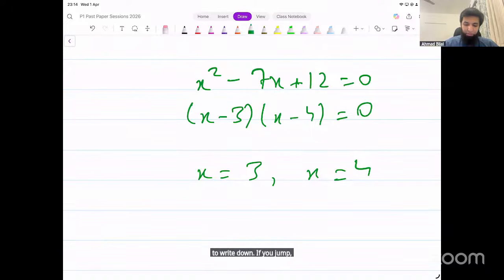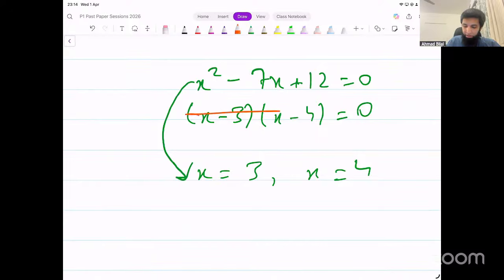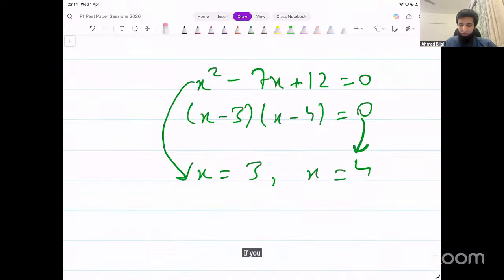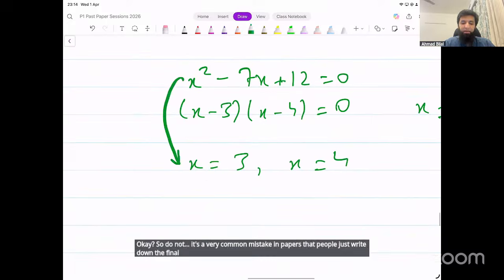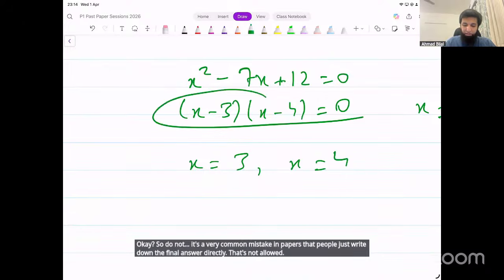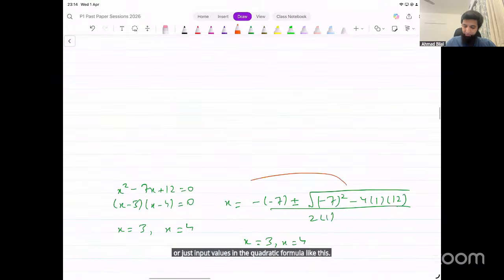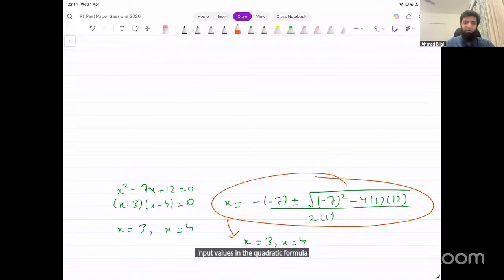If you jump from this step to this step and you do not show this working, let's suppose solving this quadratic equation was 2 marks out of the whole question, you get 0 marks for that. You do not get marks for the answer as well. The answer mark is dependent on the method mark. If you do not show the method, you do not get the answer mark as well. It's a very common mistake in papers that people just write down the final answer directly. That's not allowed. You either show this step in the working, or just input values in the quadratic formula like this, and then write down the final answer after that.